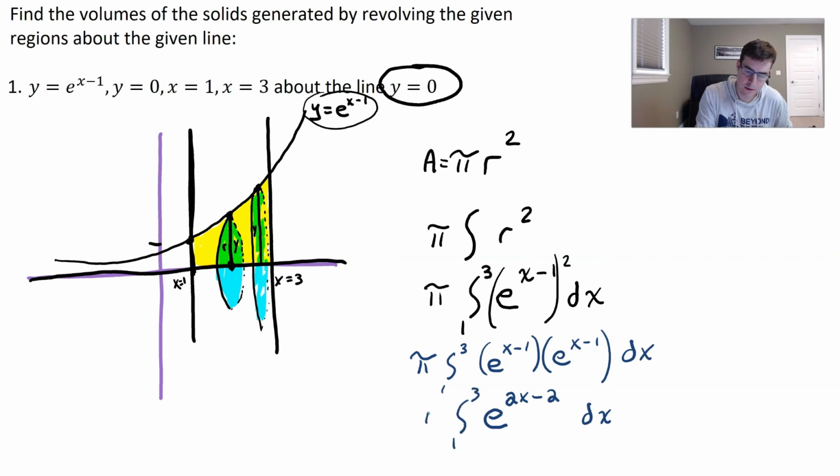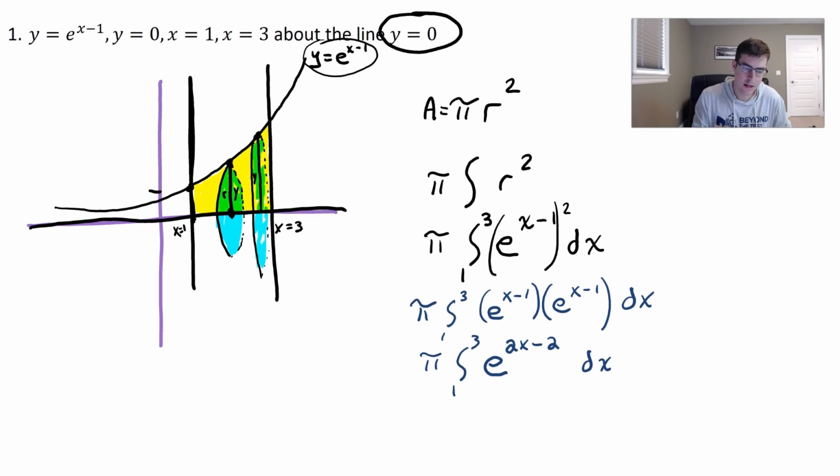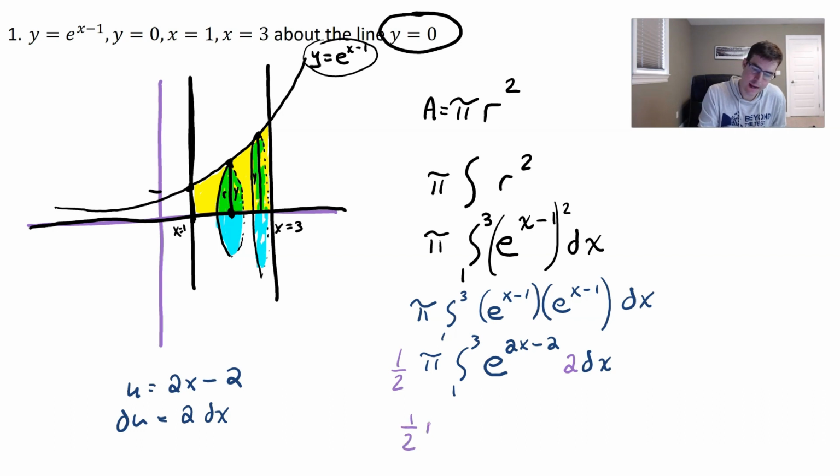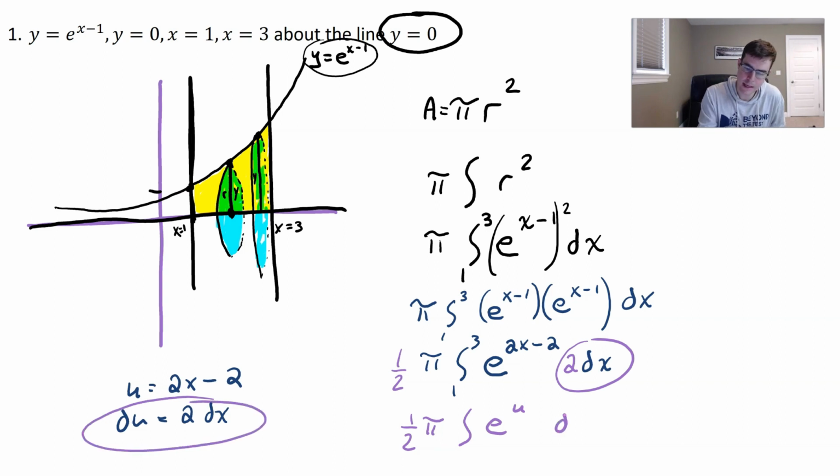Okay, and so now we have to integrate that. So I'm going to bring in a u substitution here. I'm going to let u be 2x minus 2, and then du is going to be 2 dx. Well, I'm missing a 2 in here, so I have to put a 2 in here, which means I have to put the 1/2 out in front. So I can rewrite this as 1/2 pi, and I'm going to leave off the integral limits so I don't have to convert those as well. And then this is e to the u, and 2 dx is the same thing as du.